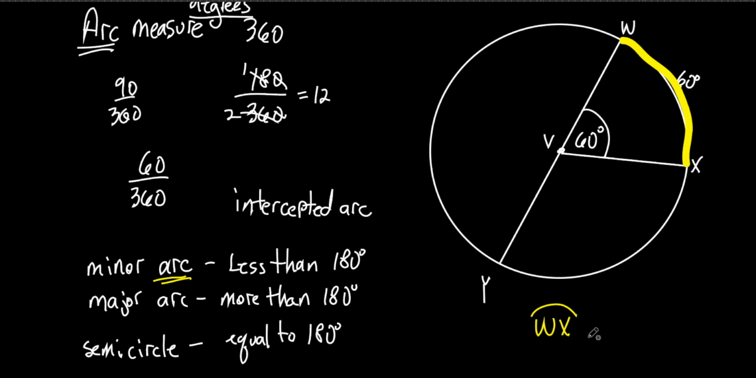Now, what's very important is this: for a minor arc, you just use 2 letters. Everybody got that? You just use 2 letters. I'll write it down: minor, use 2 letters, and it looks like that. So guess what you use for a major arc? That's right, you do.